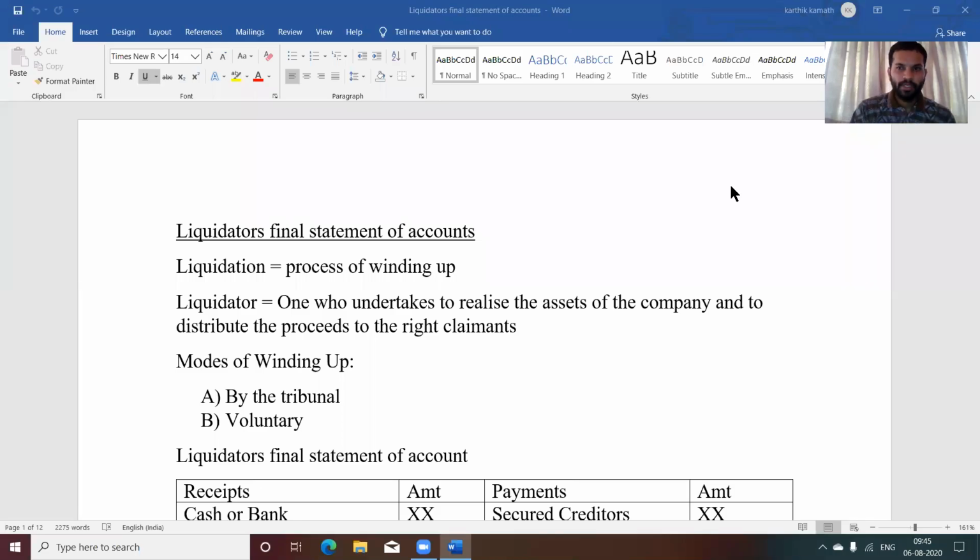Hello everyone. Today we are going to discuss the liquidator's final statement of account. So first of all, what do you mean by liquidation? Liquidation is a process of winding up of the company. It's a part of dissolution of a firm.